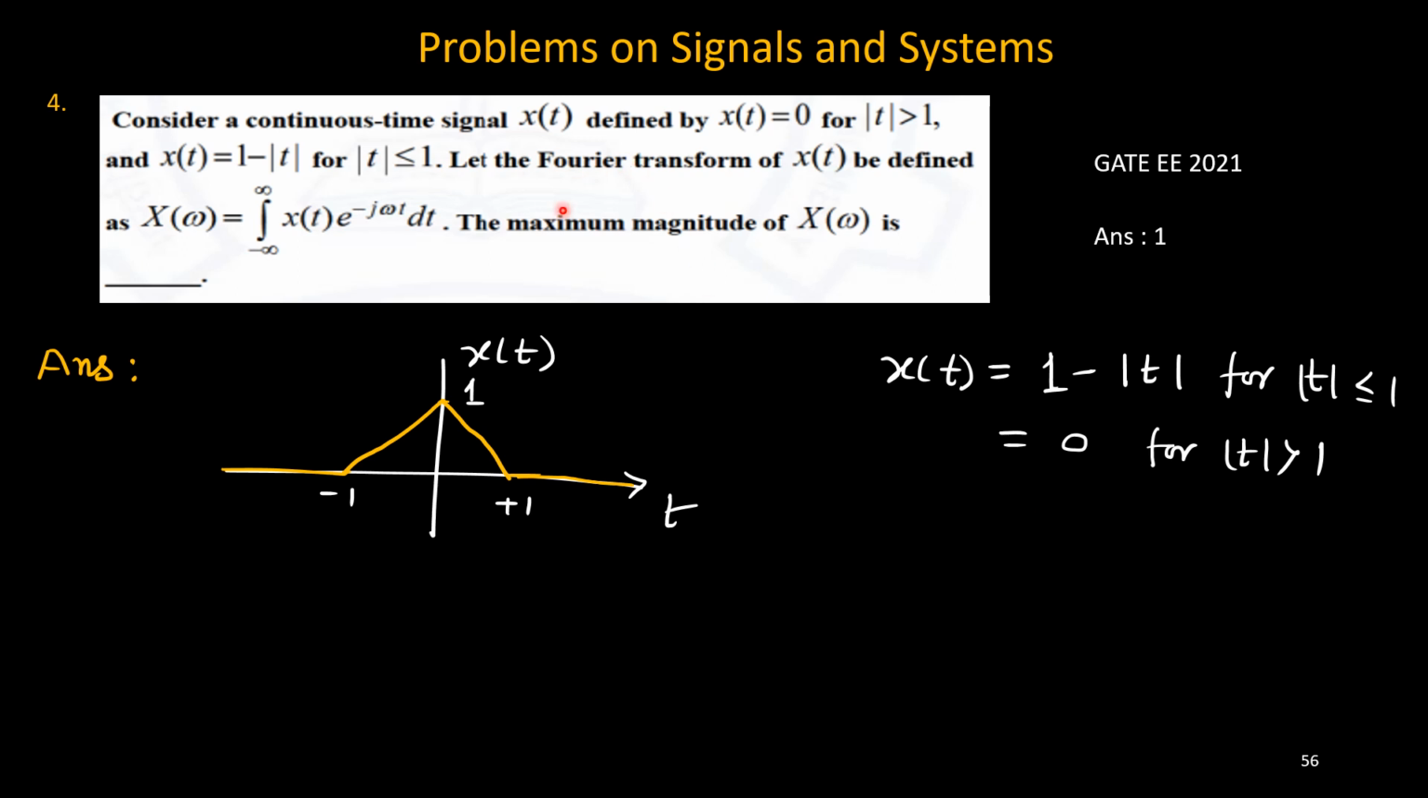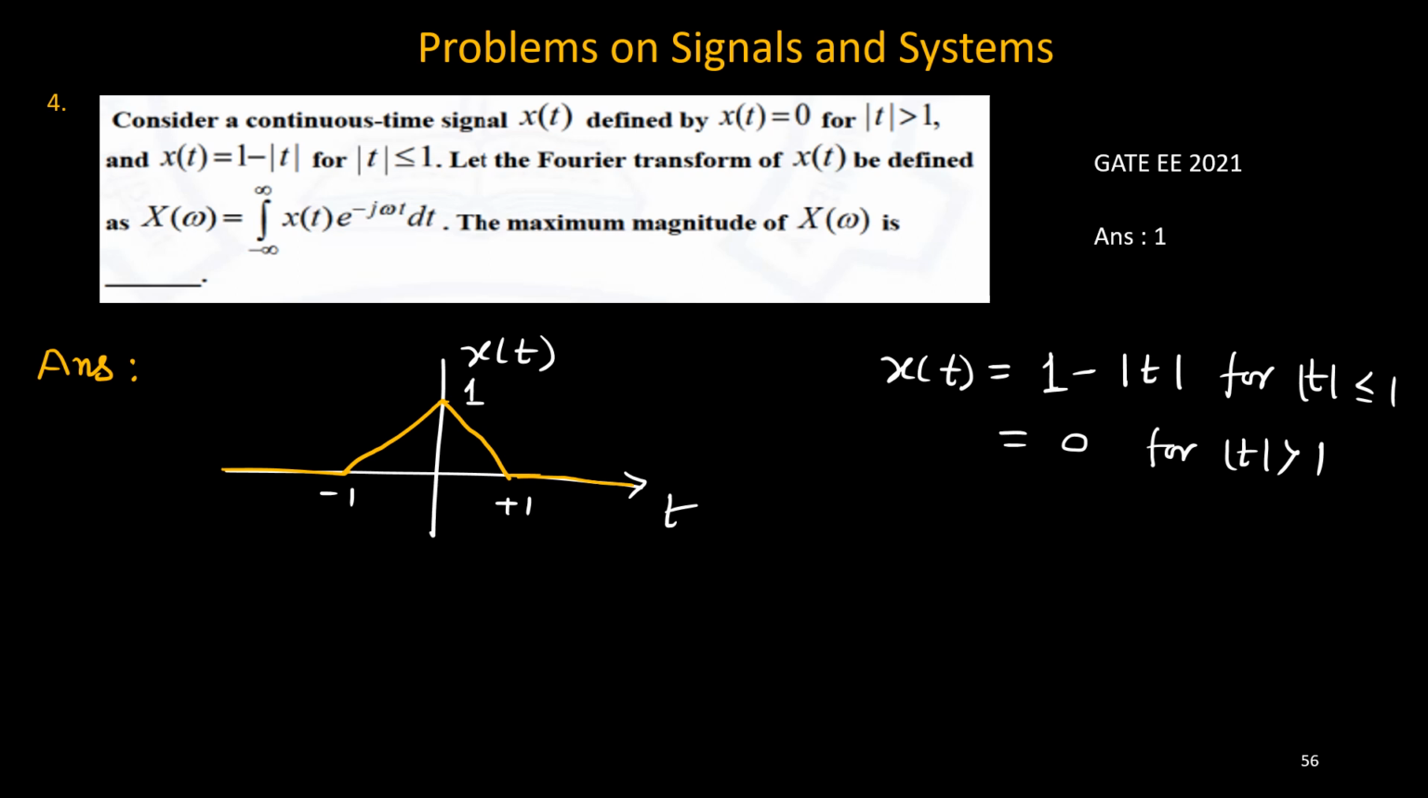So the shape we can draw. As it is given that for mod t more than 1 it is 0, this side is 0, this side is 0, but within plus 1 and minus 1, it is 1 minus mod t. That means its maximum value is at 0, and right side is decreasing to 0. It will decrease to 0 at t equal to 1. Similarly here, it will become 0 at minus 1, and it is a straight line here. So this x(t) is basically a triangular signal.